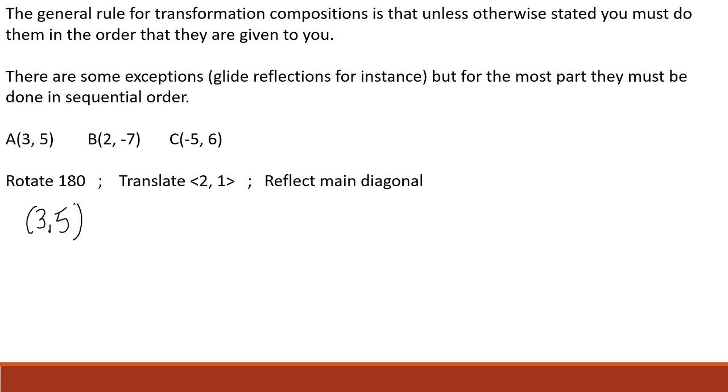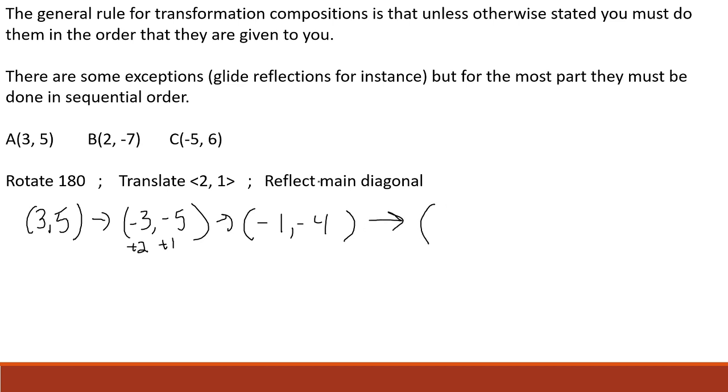You're going to rotate 180 degrees. Rotate 180 means you multiply both coordinates by -1. So (-3, -5). And then translate by (2, 1), which means you add 2 to x and 1 to y. So that'd be (-1, -4). And then reflect along the main diagonal, which means you swap the x and the y. So (-4, -1). Again, you just take it one at a time and do it to each point.